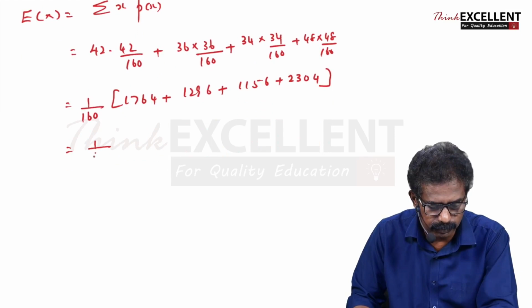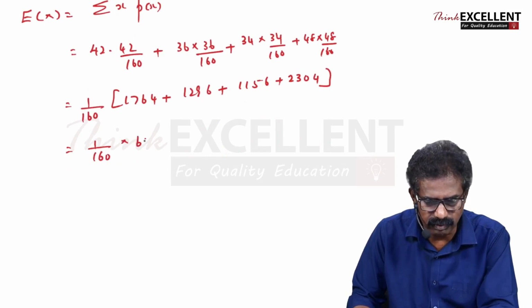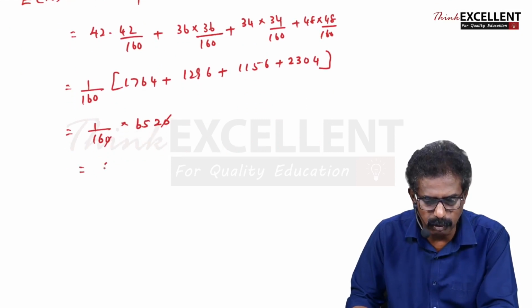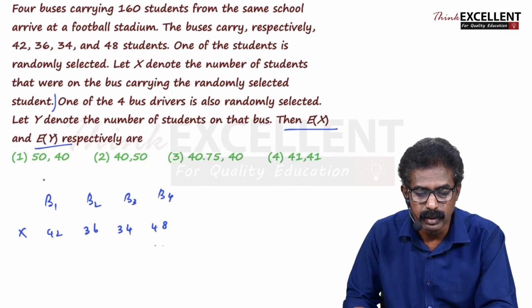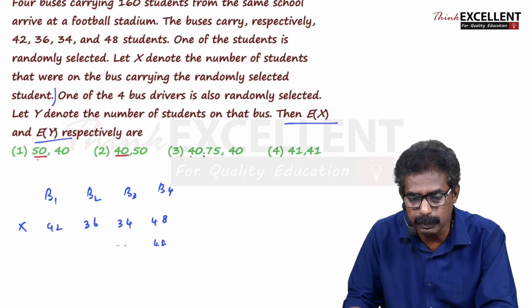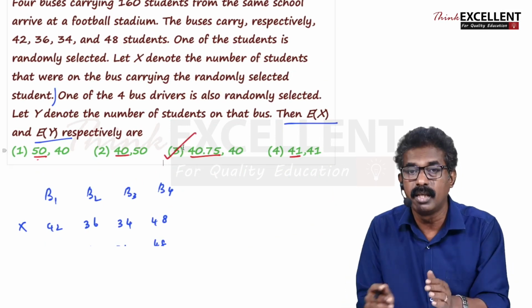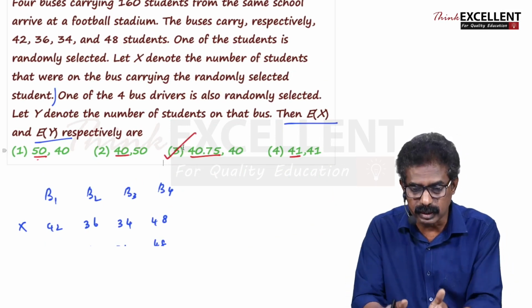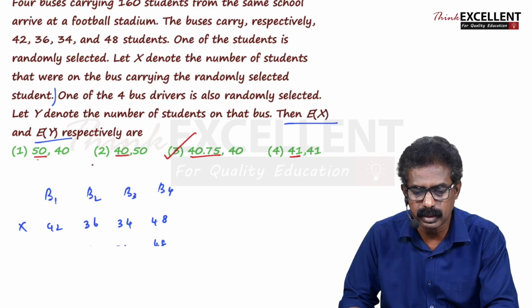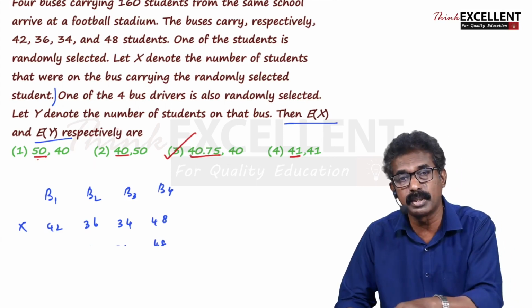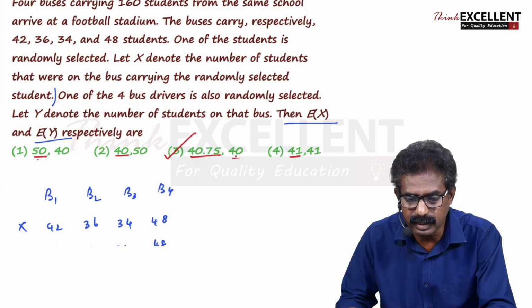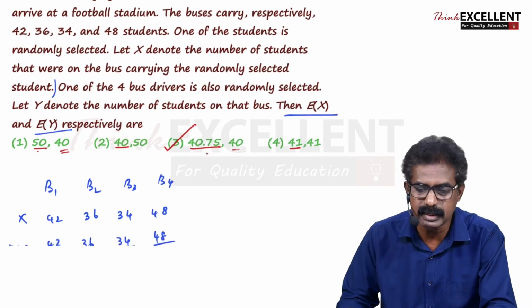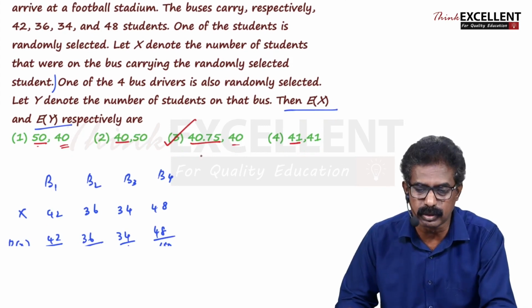If you add all these, you get 6520. Cancel one 0, you can divide by 16 table, you will be getting 40.75. So E of X is 40.75. Here it is 41 and in only one option the answer is 40.75. So this is your answer. If it is an objective question and suppose one more option they gave 40.75, you would definitely have to go for the next one. But second one 40, here also 40, so if you want, you can check that also. But if they ask a 2 mark or 3 mark question, you have to do it fully.